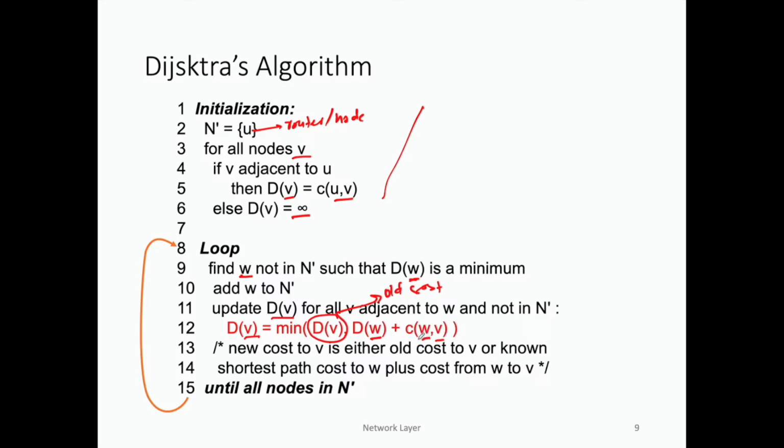So whichever is the minimum, we'll select it and update the cost to reach destination v, and we'll keep doing this. Then we'll find another node that is not in N, add that node to N, and then calculate D(w) for all the adjacent nodes to w, right? So let's look at an example, and then we'll come back to this algorithm again.